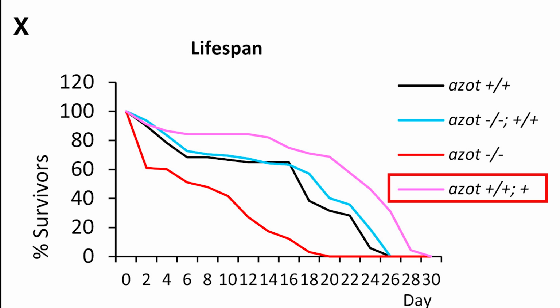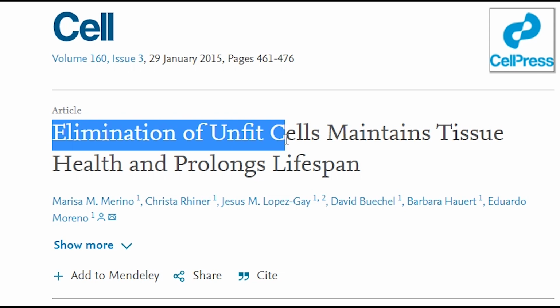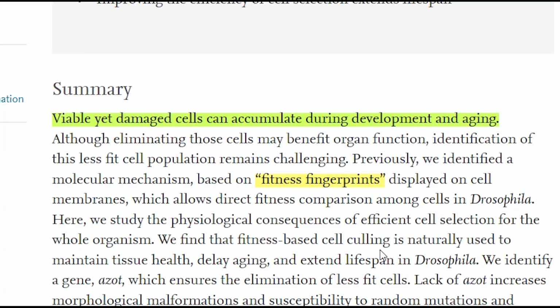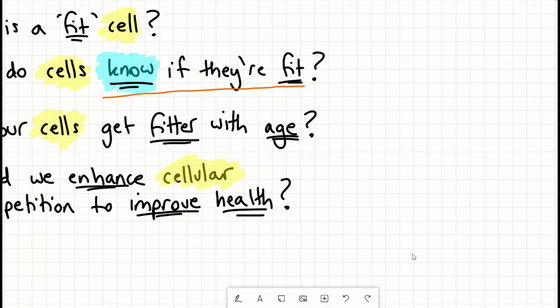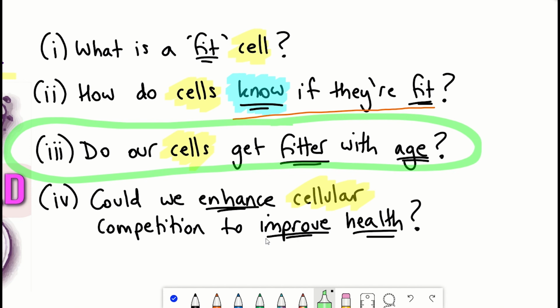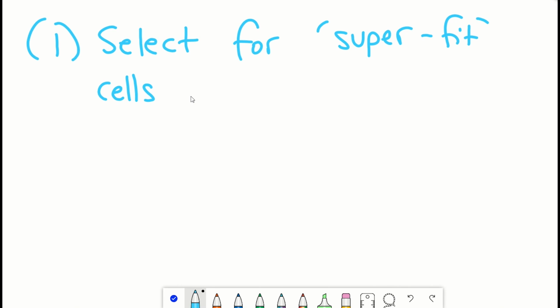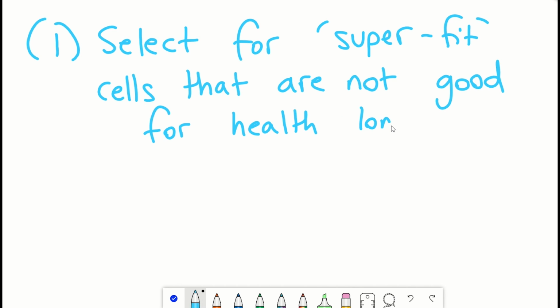But anyway, what this paper suggests is that cellular competition is important for maintaining healthy tissues and thus for aging, and appears a higher level sort of quality control mechanism. But then this goes back to what I said earlier. If we have this mechanism to select for fitter cells, well, why do we age? Well, from what I've read, there are two sort of theories that could address this. Firstly, we start selecting for super fit cells that may not be good for long-term health.